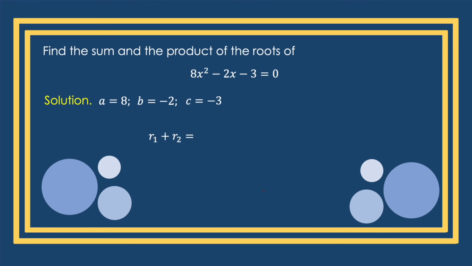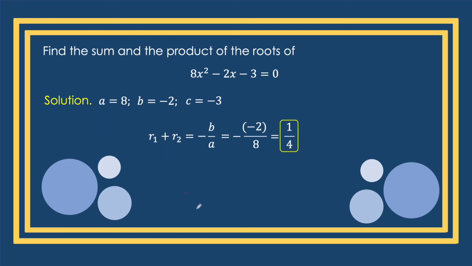R sub 1 plus r sub 2 is just equal to negative b over a. Here, b is negative 2 and a is positive 8. So we have negative times negative 2, all over 8. We can rewrite negative 2 as negative 2 times 1, and 8 as 2 times 4. Observe that 2 will cancel. The remaining terms are negative times negative times 1 over 4, and negative times negative is simply positive. So, the final answer is 1 over 4.